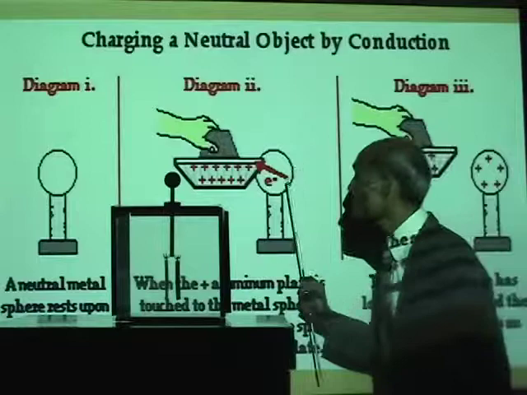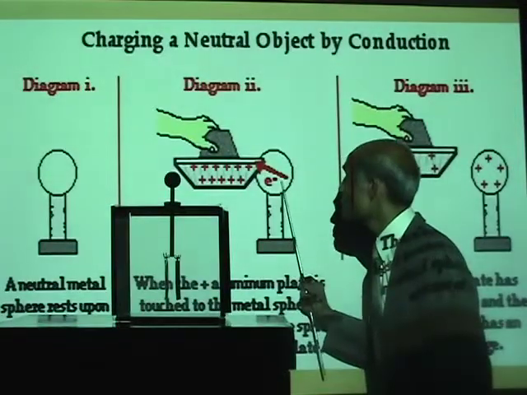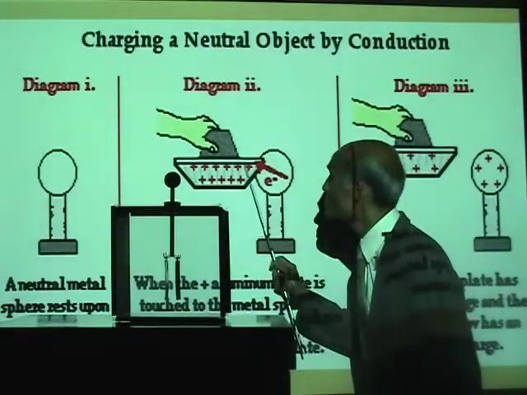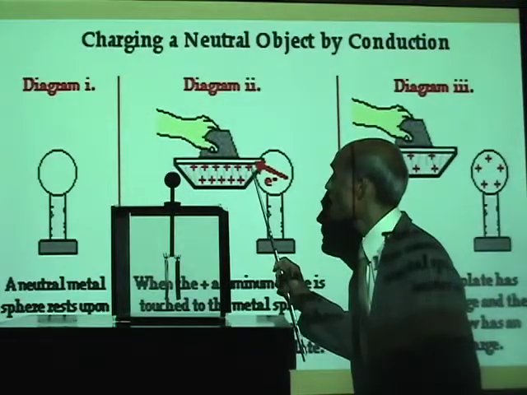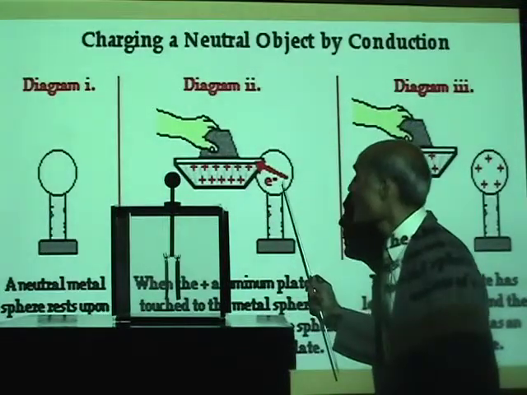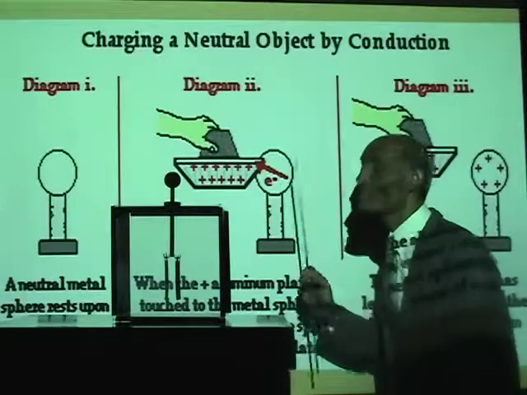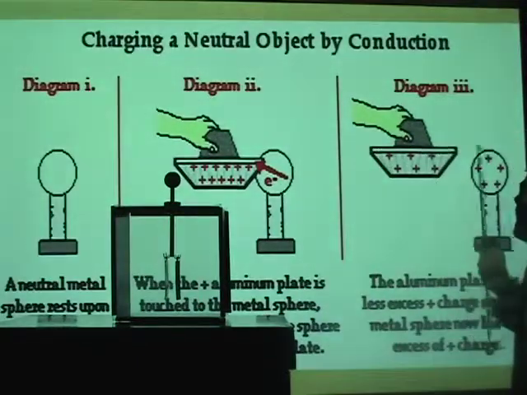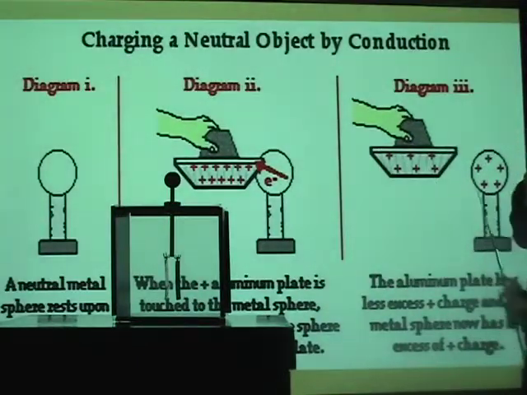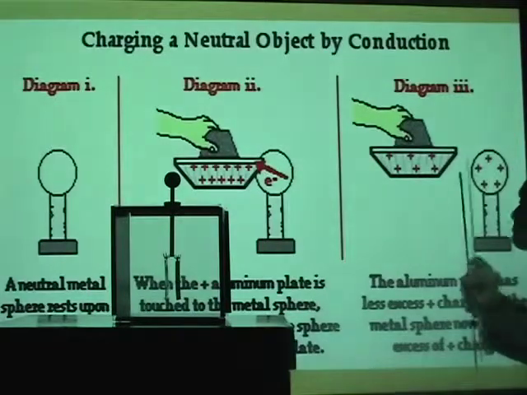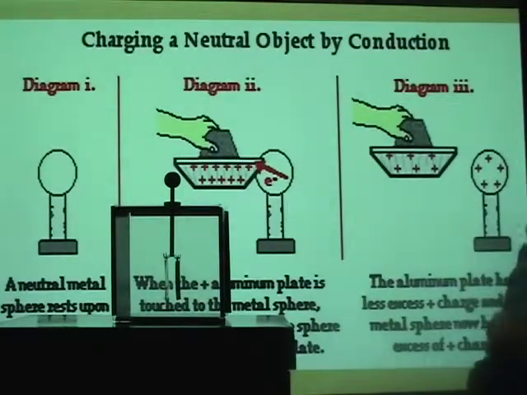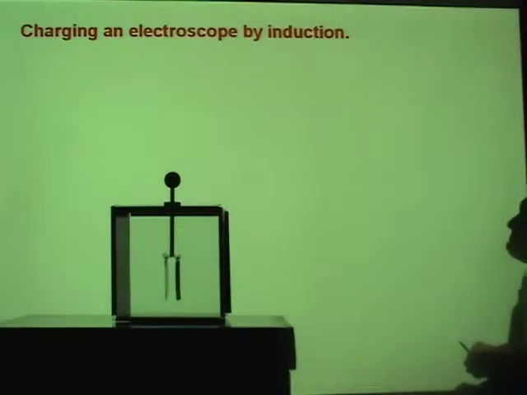What actually happened is an electron from the neutral object moved and neutralized a positive charge there. In doing so, a positive charge was created there. That means at the end, the net result is this neutral object gets positively charged. I hope you understood the mechanism there.